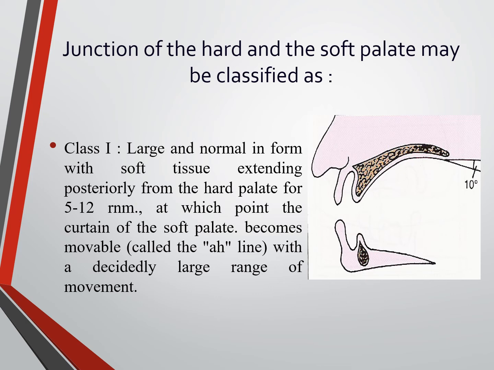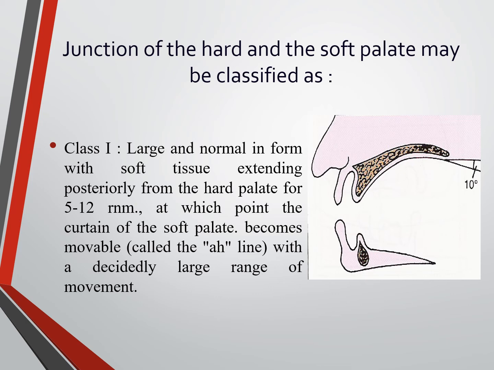Next, looking at the classification of the soft palate. As you look at this picture, there is a small curve that is followed at the junction of the hard and the soft palate. So the angle that the soft palate, or the soft tissue of the oral cavity, forms with the junction of the hard palate.